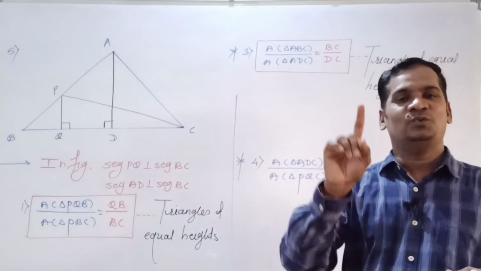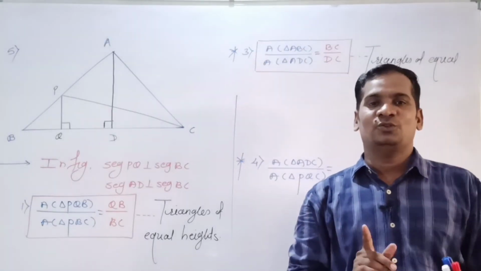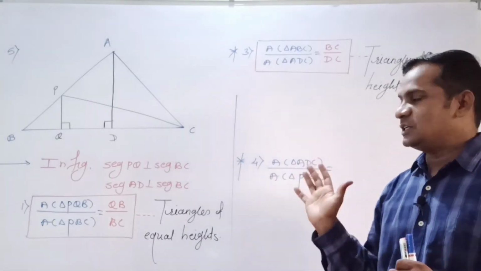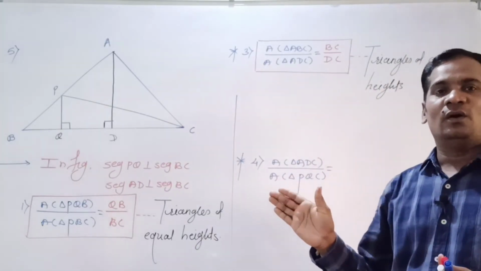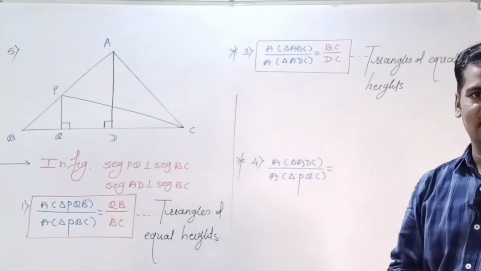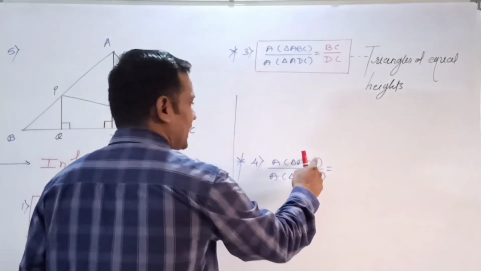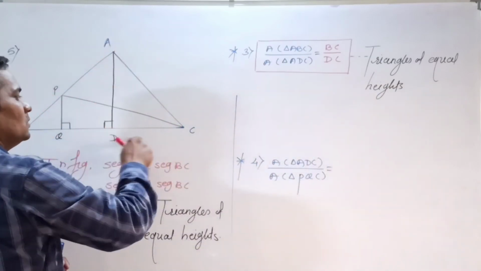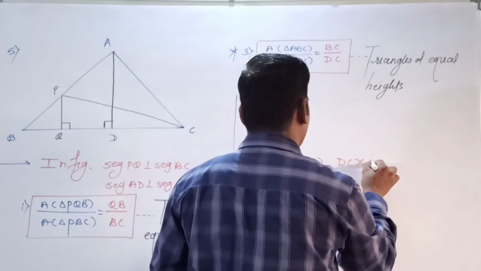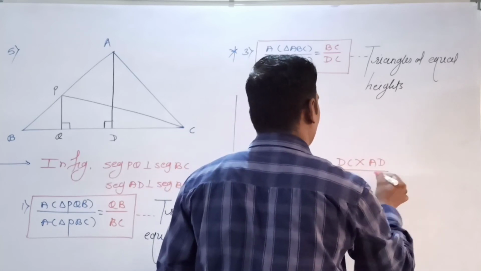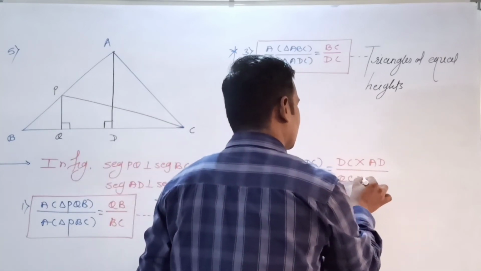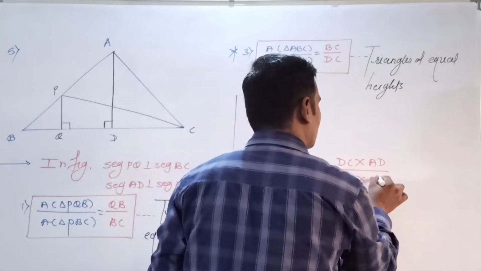At that time we have to use the first property: the ratio of areas of two triangles is equal to the ratio of the product of their bases and corresponding heights. So in case of triangle ADC, the base is DC, into height AD, upon, in case of triangle PQC, QC is the base and PQ is the height.